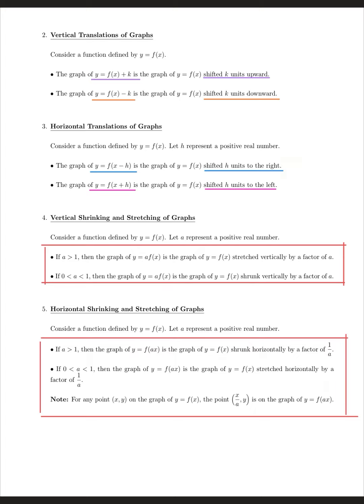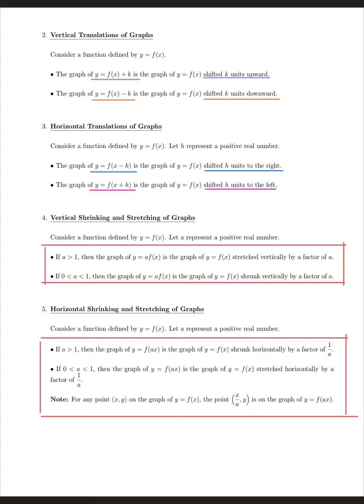Let's go over what we're going to be learning first. The first topic is the vertical translation of graphs. Given y equals f of x, this will be the mother graph, so it will be one of those basic functions. The graph of y equals f of x plus k is the graph of y equals f of x shifted k units upward. And the graph of y equals f of x minus k is the graph where you take your mother graph and shift it k units downward.